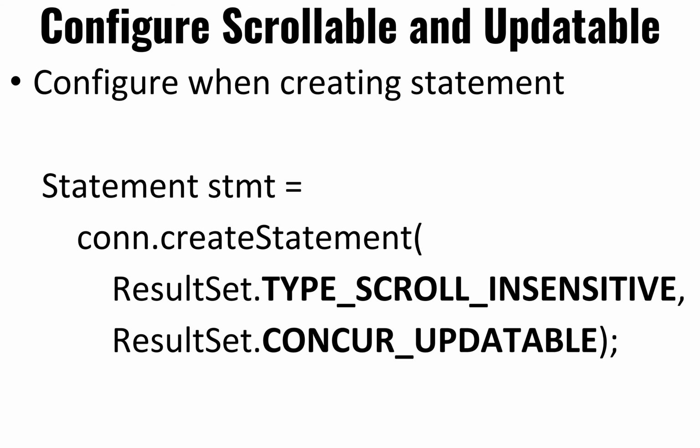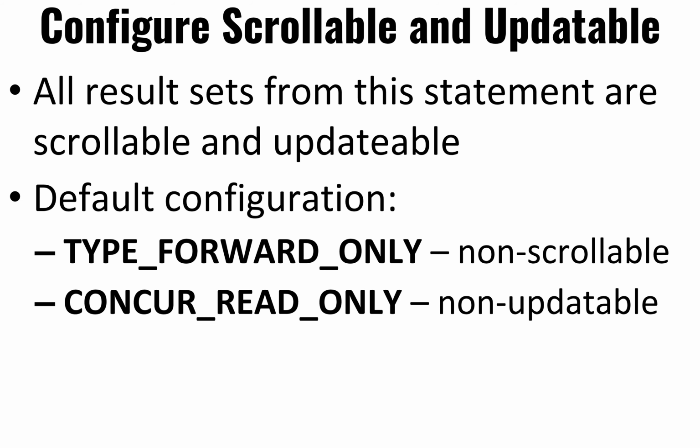To turn on these features, we use the connection object, and whenever we create either the prepared statement or the statement itself, we can provide arguments. We can provide arguments to turn on each one of these features individually. We can turn on scrollable or updatable, each one individually. You can turn on type forward only, meaning it's not scrollable. You can only move forward, right?